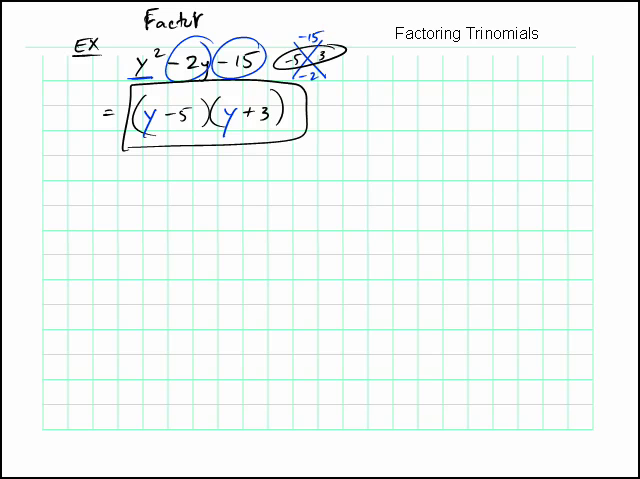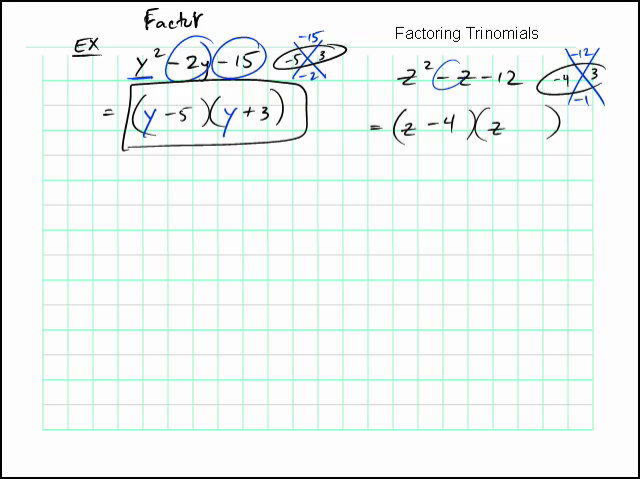Let's try another one. z squared minus z minus 12. Okay, z times z. I'm looking for two numbers that multiply to negative 12 but add up to negative 1. That's actually a negative 1 there. Those two numbers are a negative 4 and a positive 3. So I'm going to put those in there, minus 4 plus 3, and I have the trinomial factored.